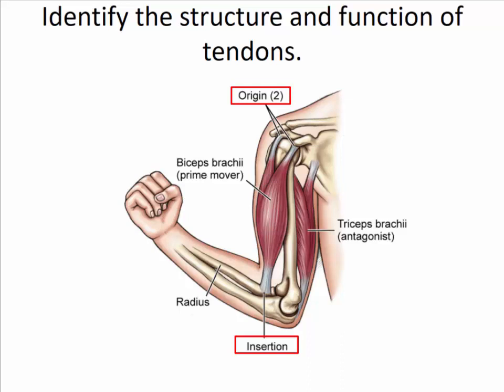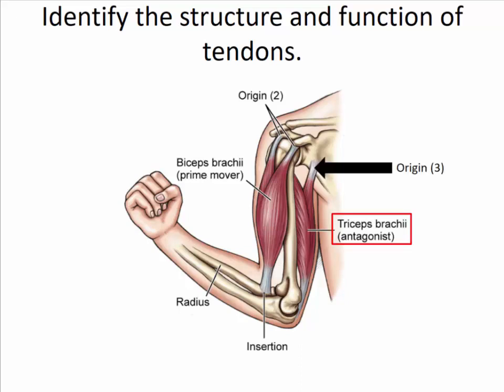The bicep actually gets its name from the fact that it has 2 origins. Brachii is from the Latin word for arm. So this is the arm muscle that has 2 origins. Here we have the tricep on the other side of the arm. And the tricep actually has 3 origins, which is why it's named that way. Here we have the insertion for the tricep. This is the tendon that is actually attached to the bone that moves during the motion that the tricep produces.